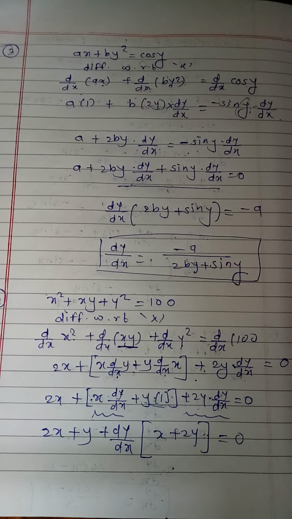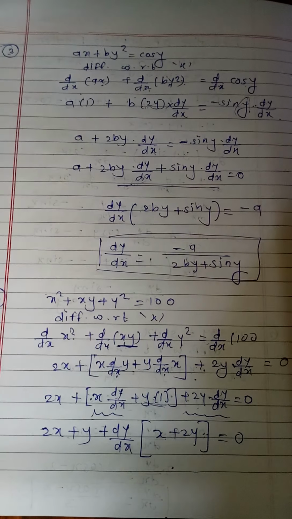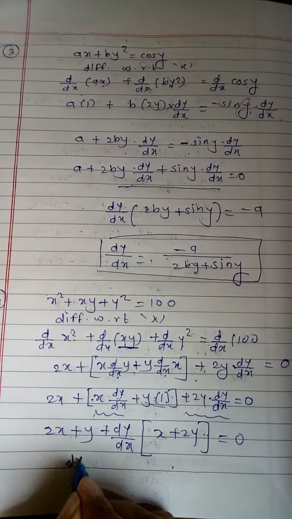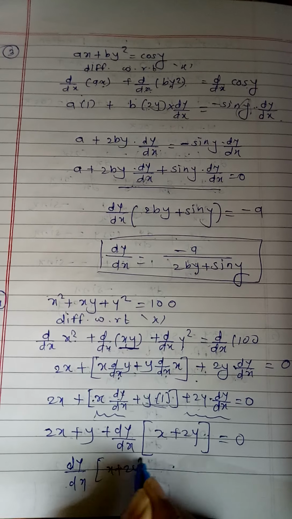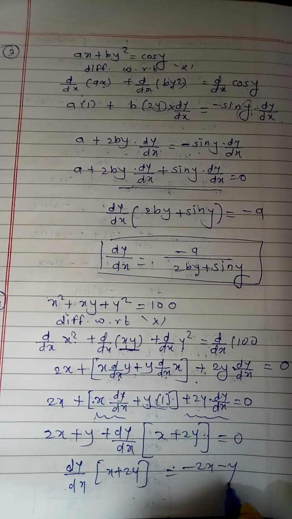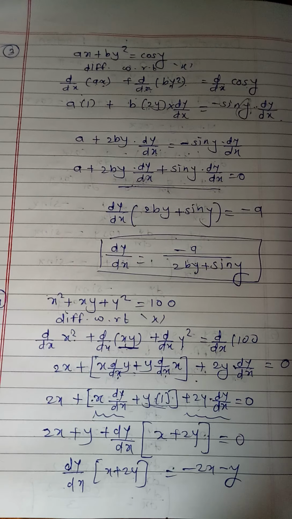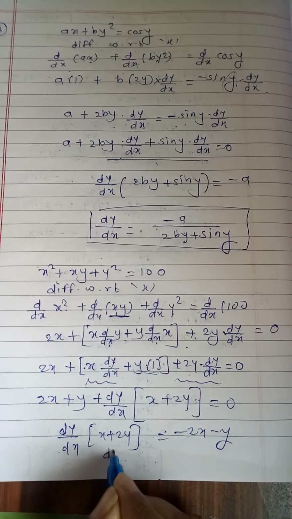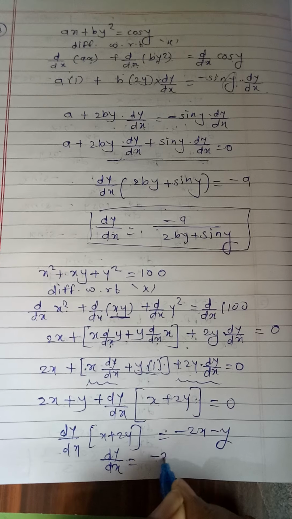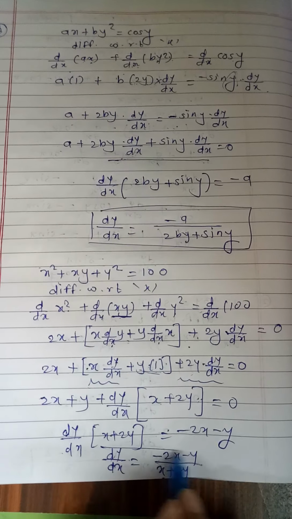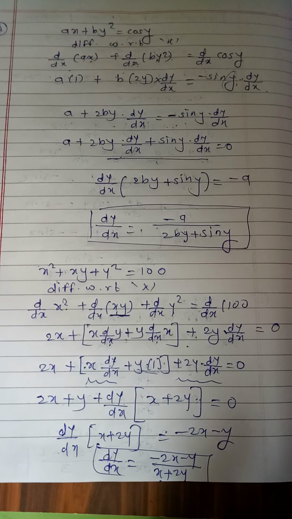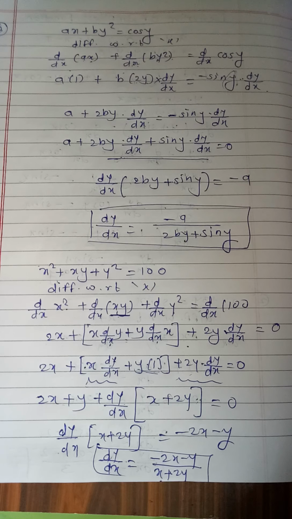So we take this plus 2x and plus y to the right side, so dy by dx into x plus 2y is equal to minus 2x minus y. So we get dy by dx is equal to minus 2x minus y divided by x plus 2y. So in this way we find the derivative of y with respect to x, that is dy by dx is equal to minus 2x minus y divided by x plus 2y.